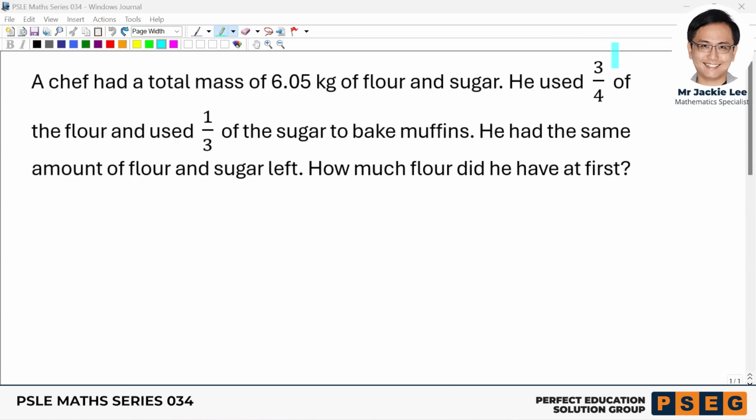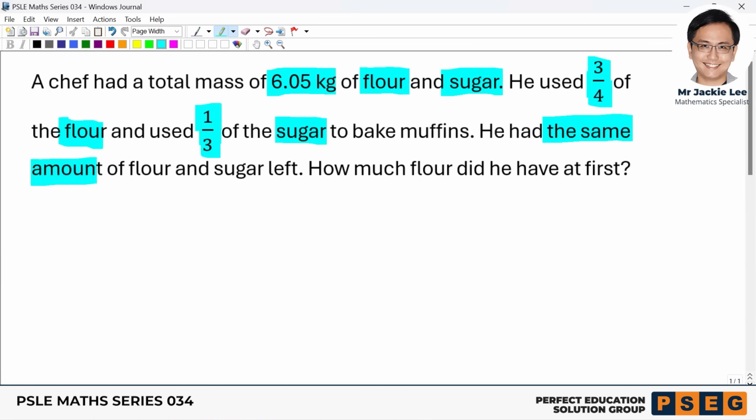A chef has a total mass of 6.05 kg for the flour and sugar. He used up 3/4 of the flour and 1/4 of the sugar. Then we'll have the same amount of flour and sugar left behind. The question simply asks for how much flour at first.